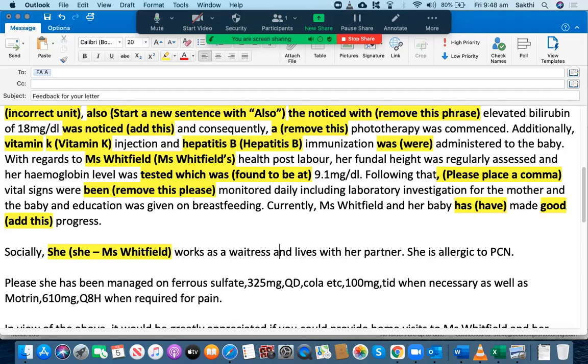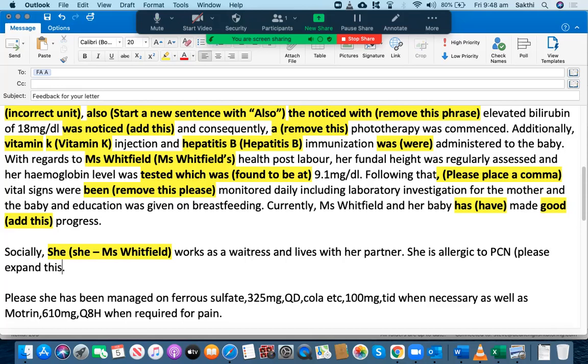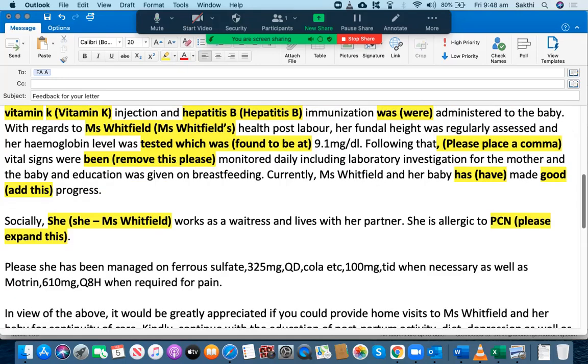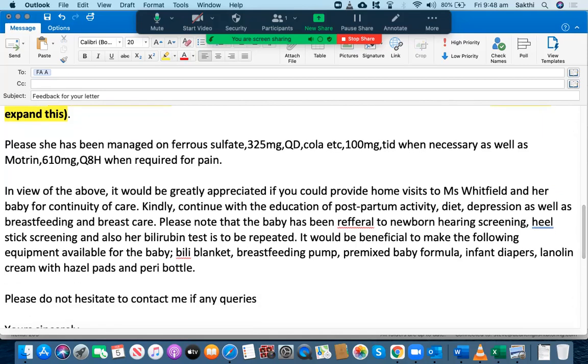Okay. Works as a waitress and lives with her partner. She is allergic to PCN. Okay. PCN, you can't write down any abbreviations. Please expand this. You need to always expand it, please. Try not to use abbreviations. It's not recommended. Please, she has managed on, sorry, QD, cola, etc.